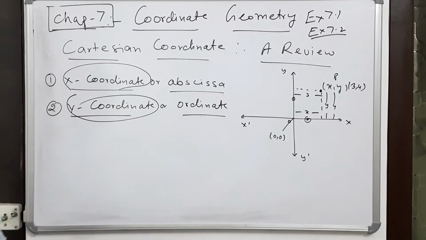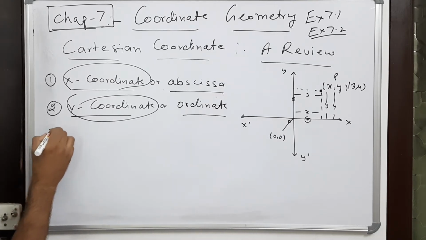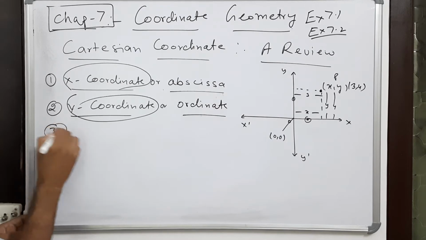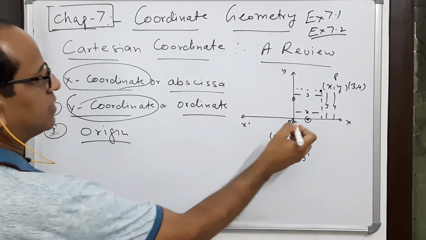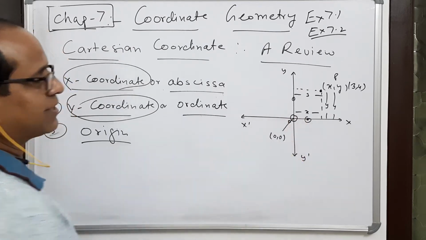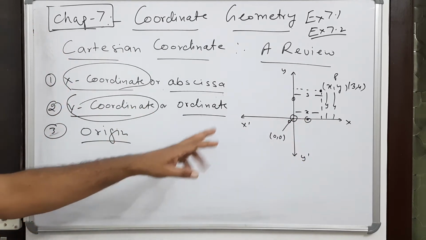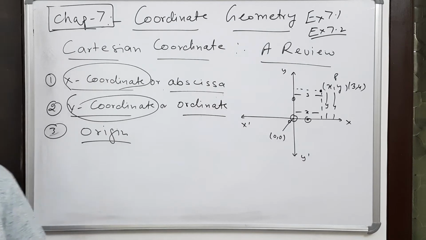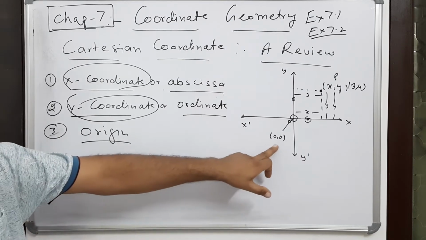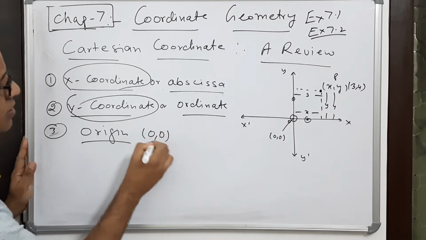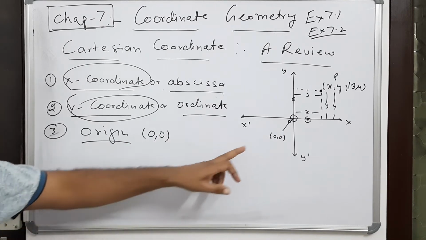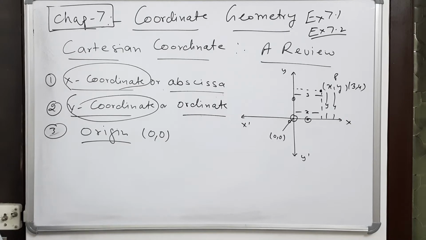Then there are a few more terms which are used here, and the third one is the origin. Here it is the origin. Now you see this point. The point of intersection of the x-axis and y-axis is known as the origin. And what is the coordinate of the origin? The origin is 0, 0. So whenever we are talking about the origin, it is 0, 0.